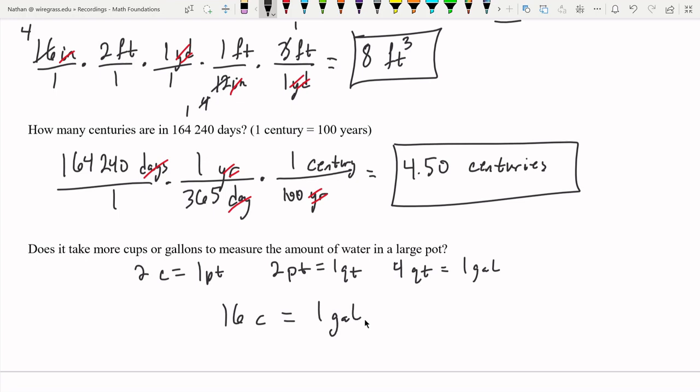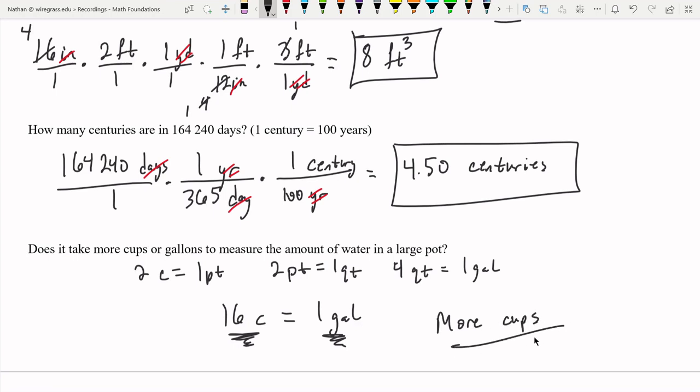Cups is a smaller unit of measurement. Gallons is a bigger unit of measurement. If you're measuring the same amount of water, there's going to end up being more cups than there are going to be gallons. That's the reason why we have different sized measurements, is so that, for smaller quantities, we can use smaller units of measurements. And for larger quantities, we can use bigger units of measurements so that it's easier to measure them. So there's going to be more cups because it's a smaller unit of measurement.